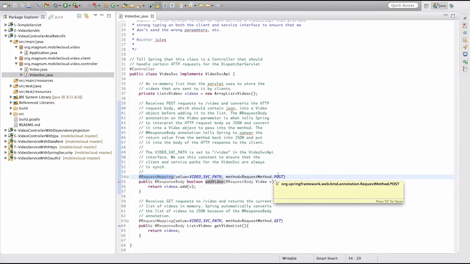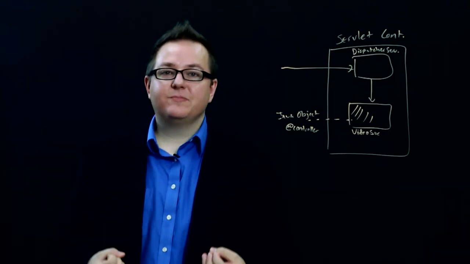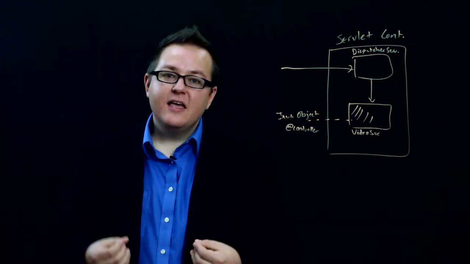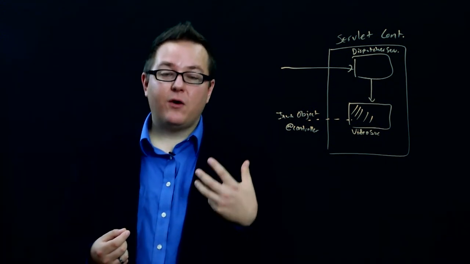Now, where it also gets interesting is the next annotation, @RequestBody, which is attached to the video parameter. So we're expecting this method to take a video as input. And what we need to do is tell Spring where it should get that video from. In this case, we're telling Spring that we want you to go and look at the body of the HTTP request, and we want you to automatically try to convert that body into a video object.